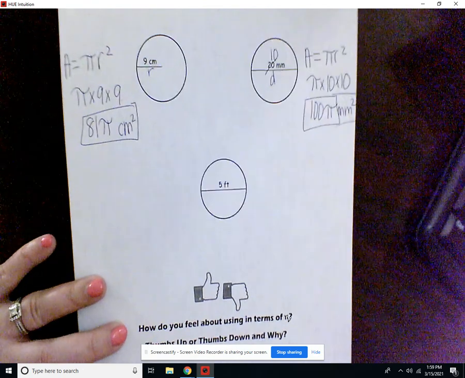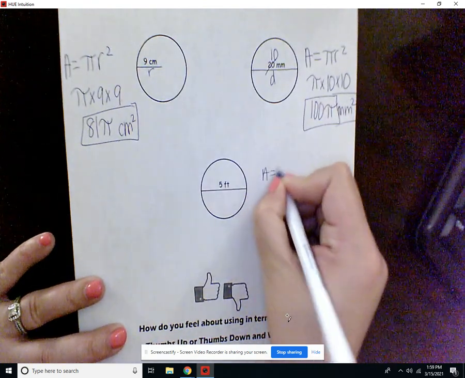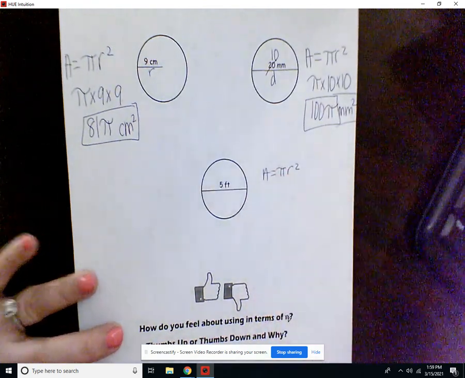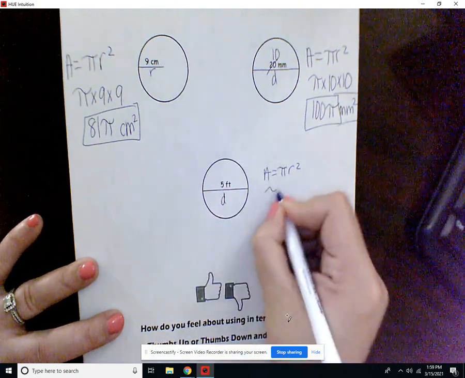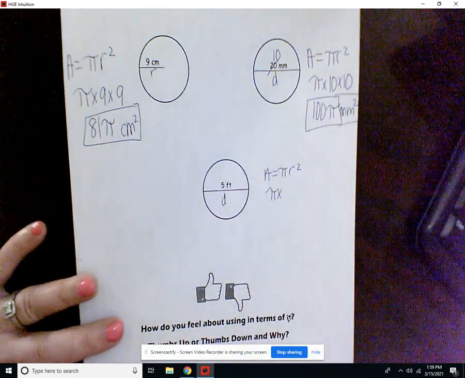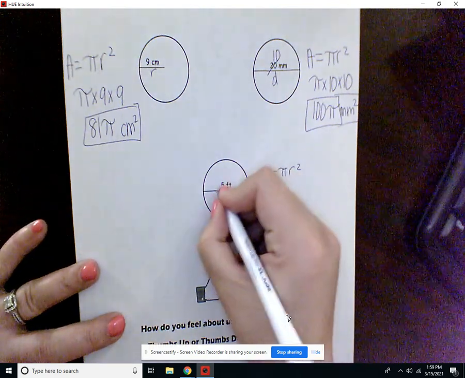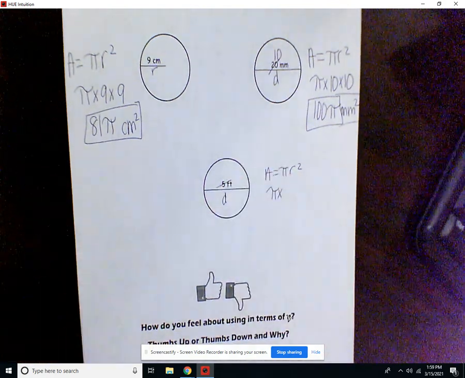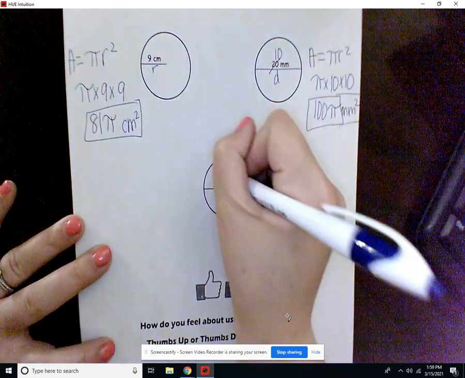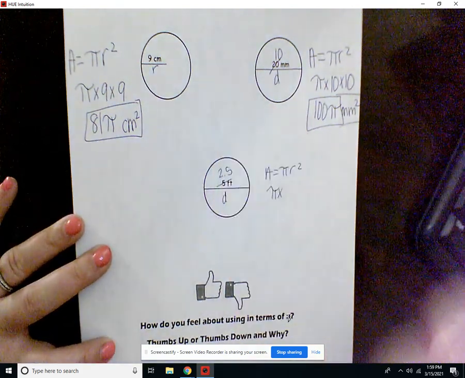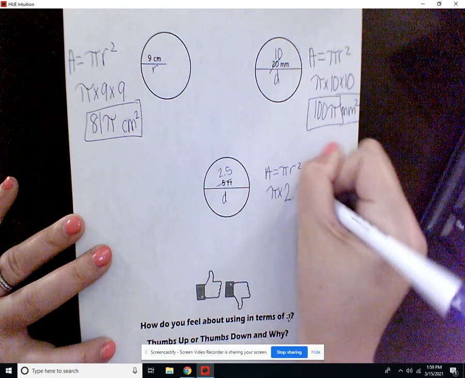All right, so let's write down our formula. A equals pi r squared. 5 represents a diameter. So again, we're going to have to make it into a radius. This one actually does not come out evenly since it's an odd number. Half of 5 is 2.5. So we're going to have to write that down 2 times.